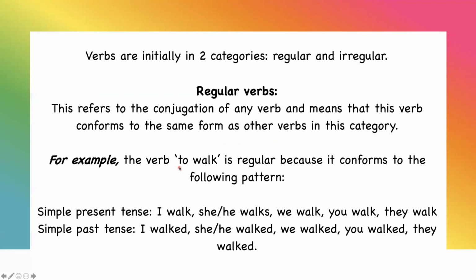For example, the verb to walk is regular because it conforms to the following pattern. The simple present tense: I walk, she, he walks, we walk, you walk, they walk. The simple past tense: I walked, she, he walked, we walked, you walked, they walked. So everything in this simple past tense is the same.